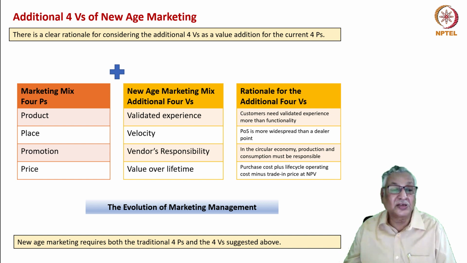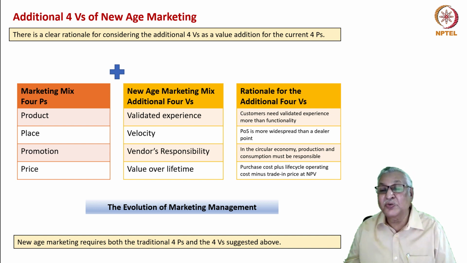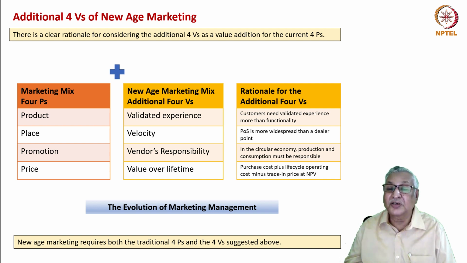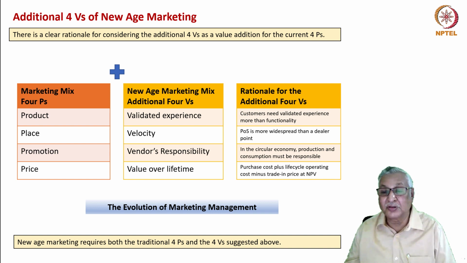And the fourth one, as I explained earlier, is not just the price, but value over lifetime. As I said, each of these four V's has requirements. Customers need validated experience more than mere functionality. Point of sale is now more widespread than a dealer point. In the circular economy, production and consumption must be responsible.